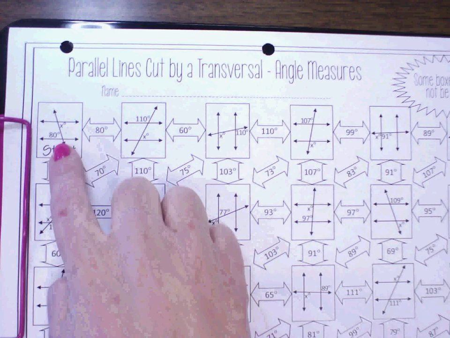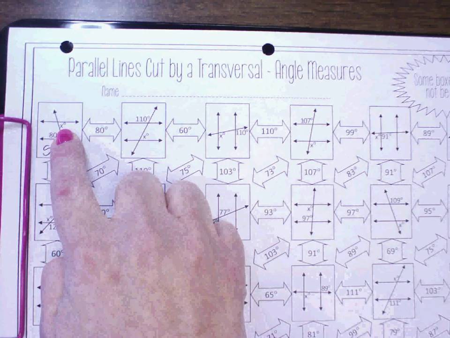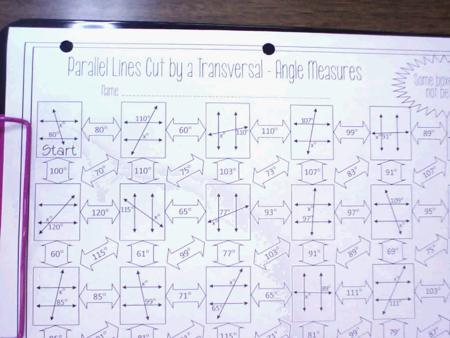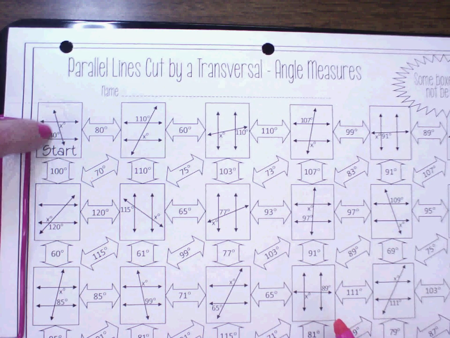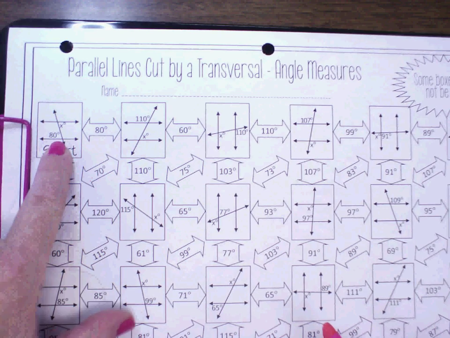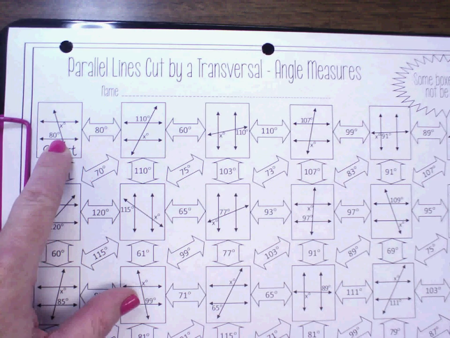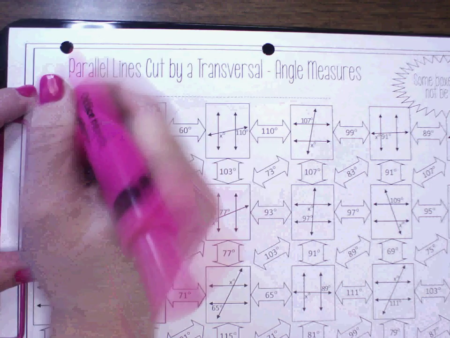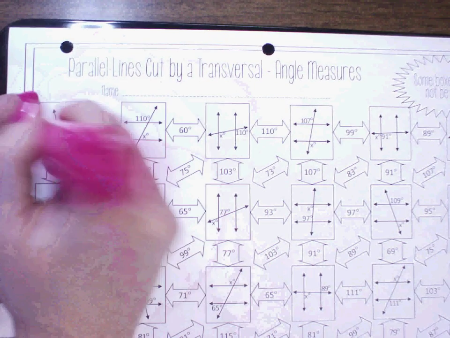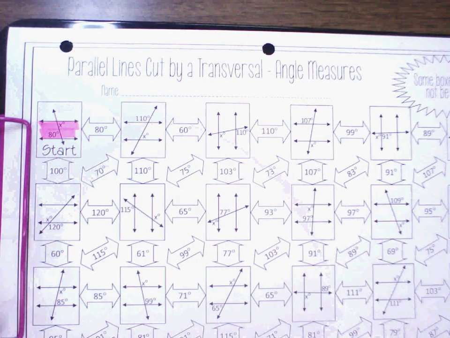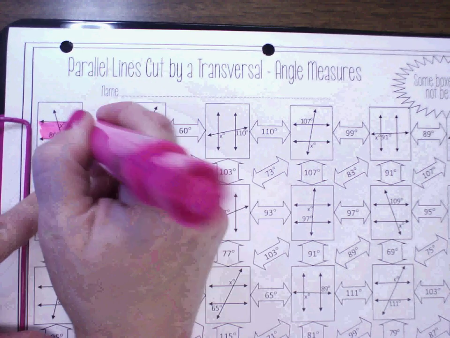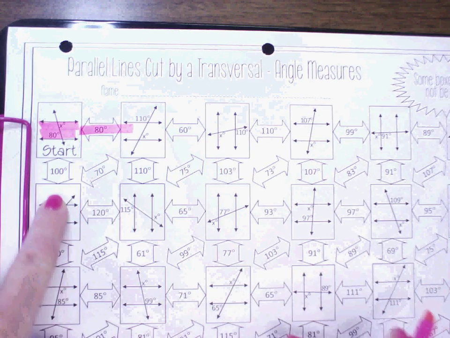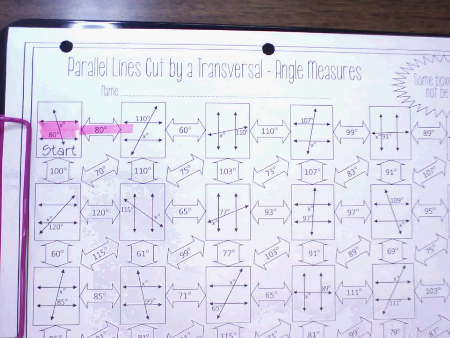Just like yesterday, but yesterday was a lot easier because you were just figuring out what the angles were. Today you're figuring out the measurements. I'm going to do the first one for you, just like I did yesterday. Those angles are what? Alternate interior. Very good. Which means they're going to be exactly the same.